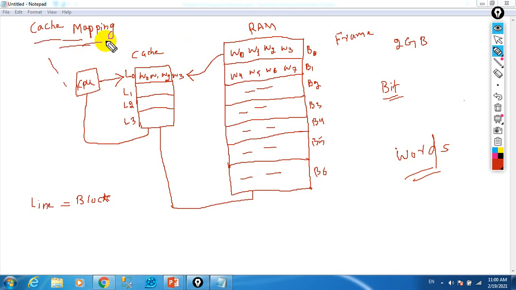Copying a block from main memory to a cache line, and then referencing that block, that line, by the CPU. So this is called cache mapping.